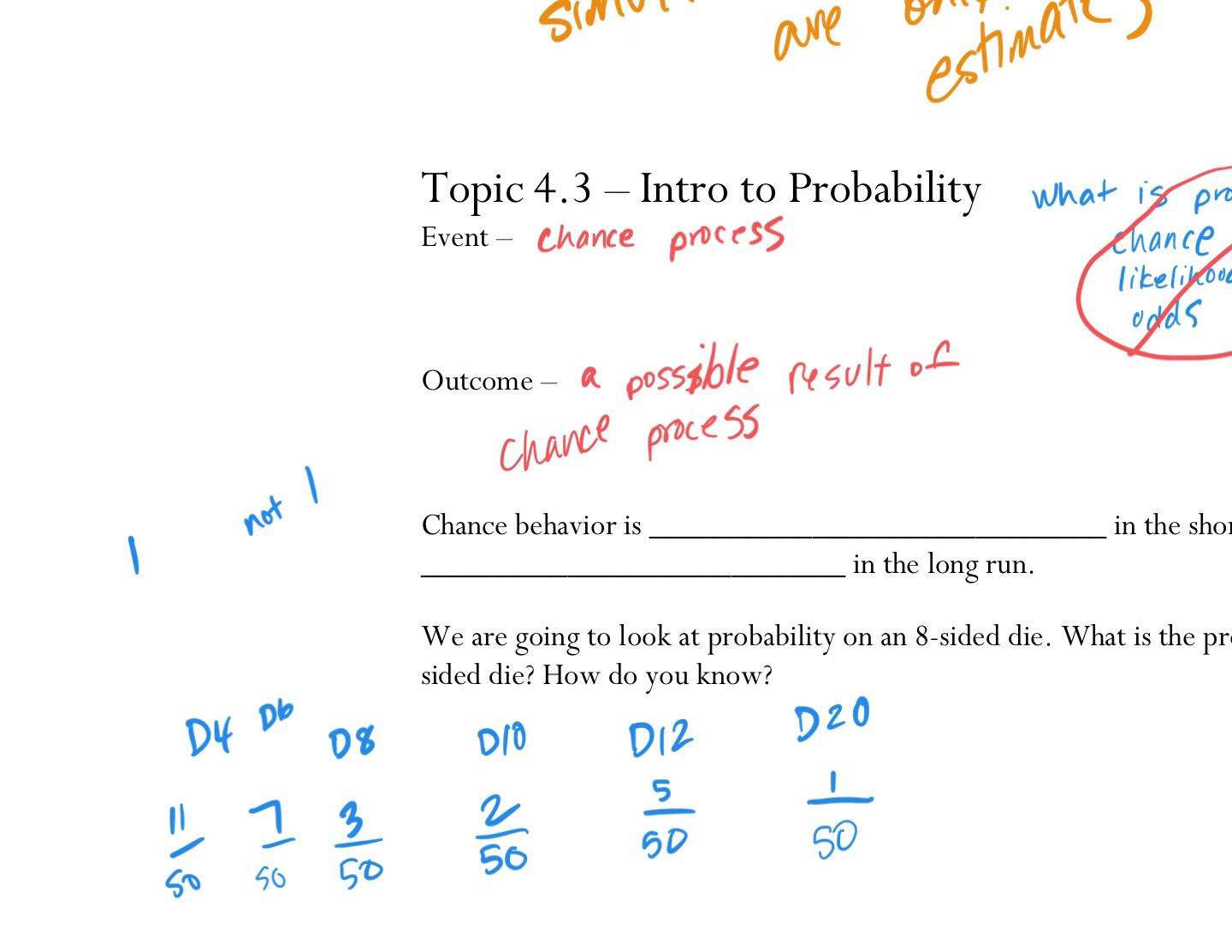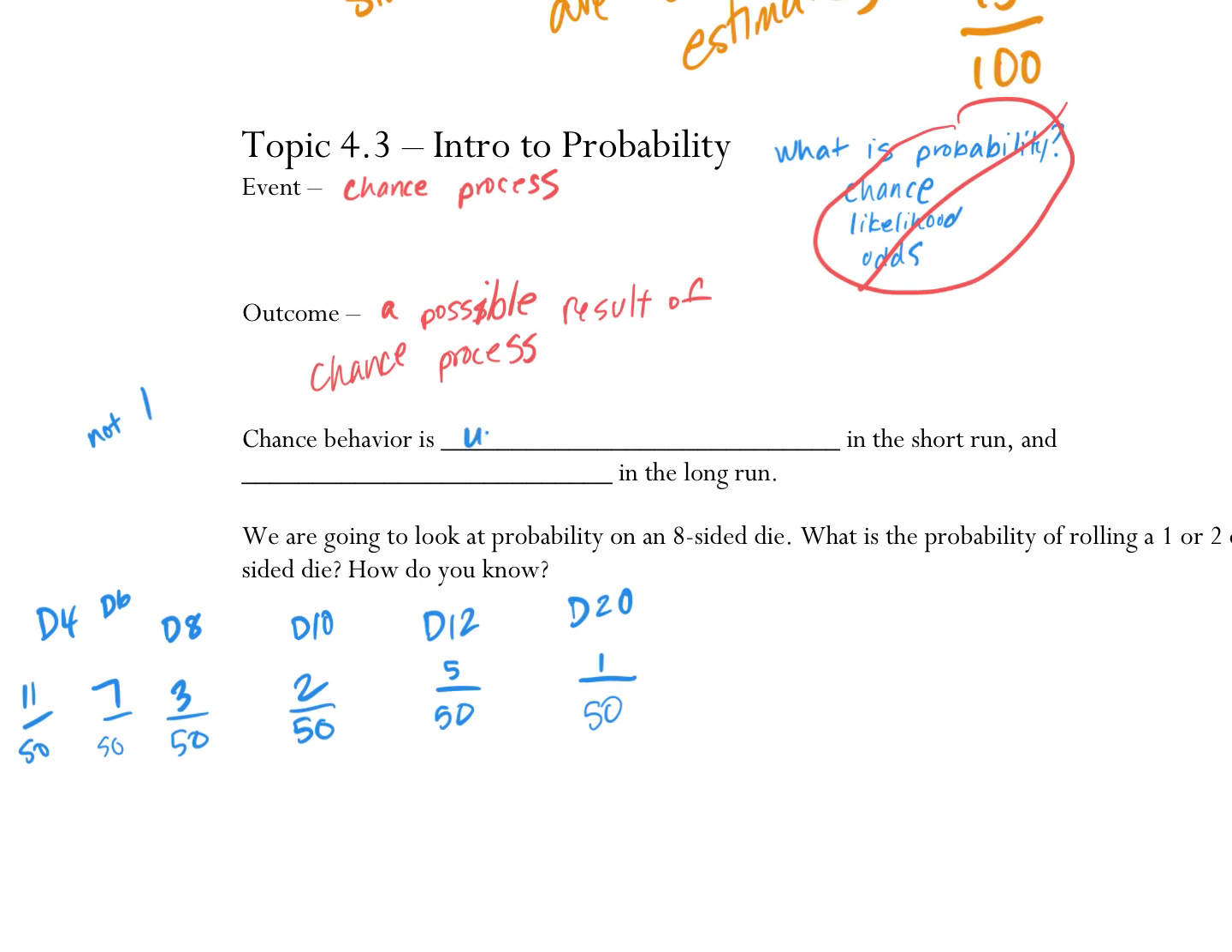But what if we all rolled it one more time? Do we have any idea what's going to happen on that one roll? If I roll it one time, I've got no idea. If I roll it 1,000 times, do I have a pretty good idea of what I'm going to get? Do you guys get what I'm saying? Okay. So, chance behavior is unpredictable in the short run and very predictable in the long run.